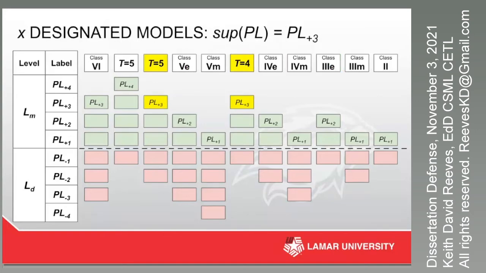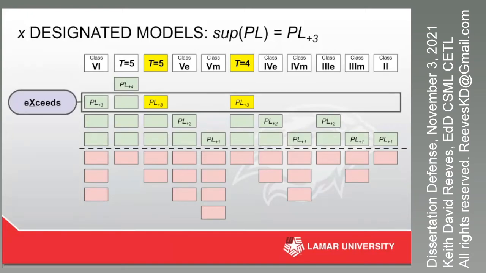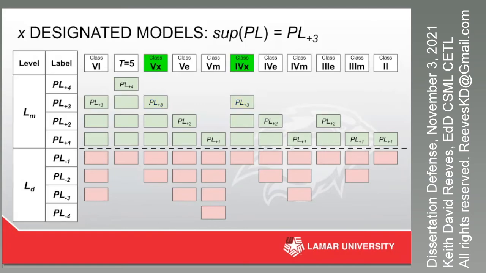Of the remaining models, the next sup PL is PL plus 3. These levels exceed the exceeds. This high-level descriptor isn't very common, so I selected the designation X for 2 reasons. Firstly, it's the next letter in exceeds, but secondly, historically, things that are experimental are often labeled with an X. Using the same method as before, we append the X designation to the T value to give us classes 5X and 4X. Only one model left.